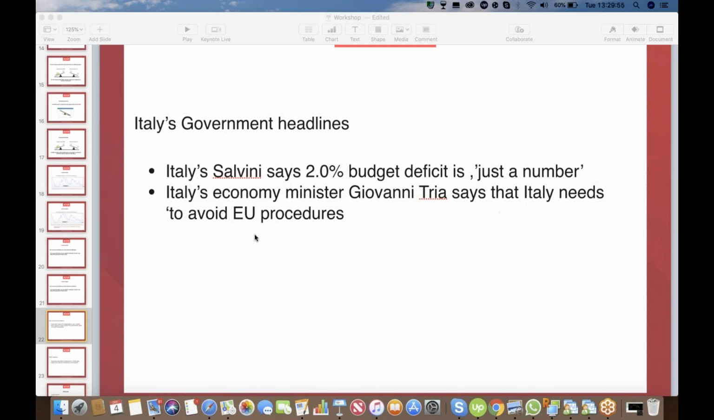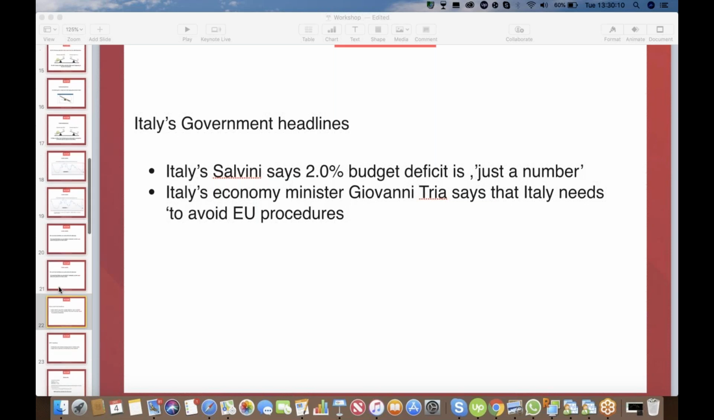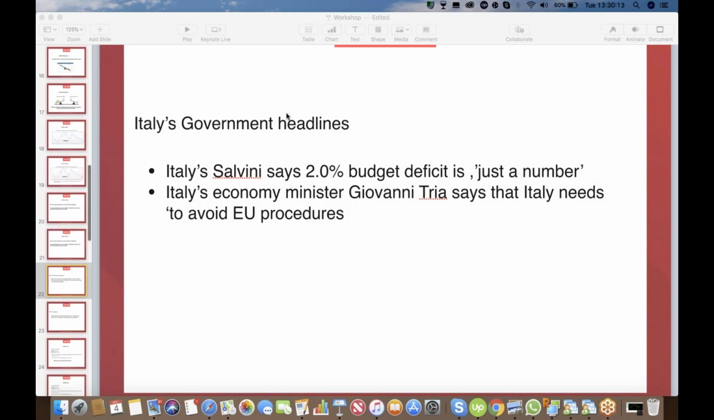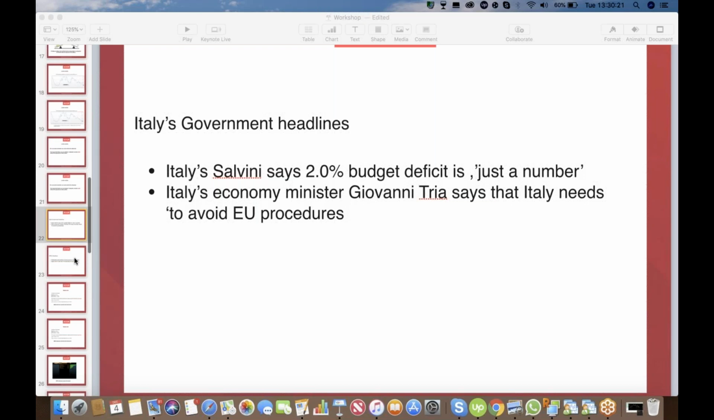Italy's economy minister Giovanni Tria has said that Italy needs to avoid EU procedures. In other words, he's saying we don't want to upset the EU, and the EU, in a similar vein, have been saying we want to talk with Italy, and they're cozying up a bit closer together. So just be aware of those latest headlines, because this is a significant market moving situation, and it has been and is likely to be, but that situation is easing a little bit.